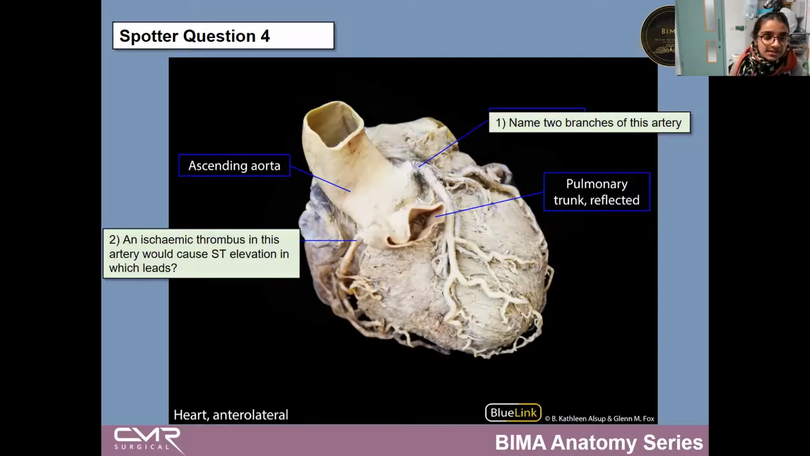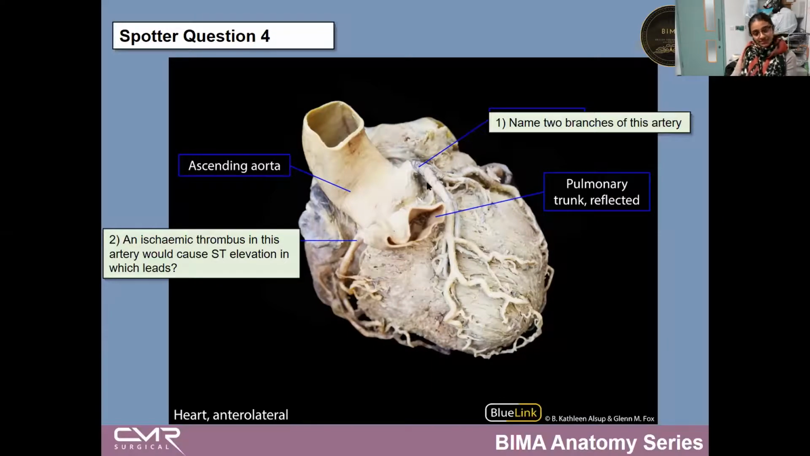So if we assume, or not assume actually, we know this is the anterior aspect. You're looking at this heart anteriorly. Which vessel is this? And what two branches come off of this artery? So we know it's a coronary, looking at the size of it. It's much smaller and it's coming on the surface of the heart. Any takers? Left anterior descending and left circumflex.